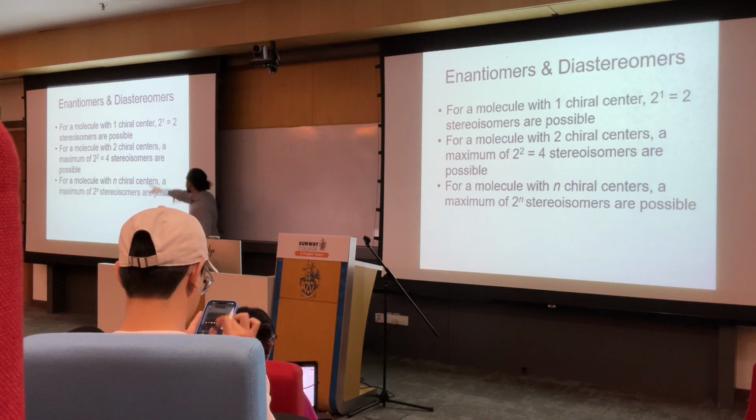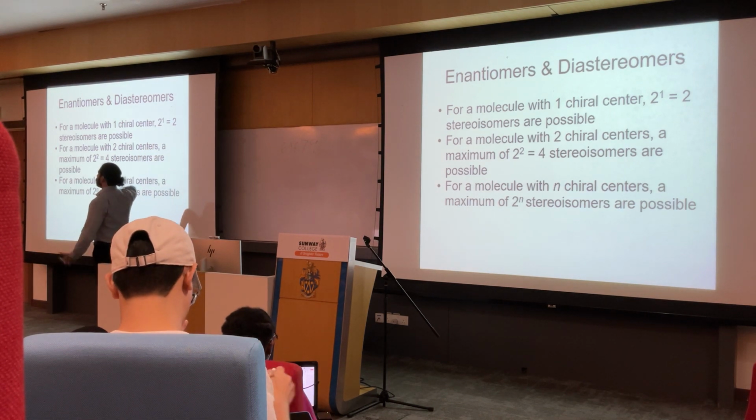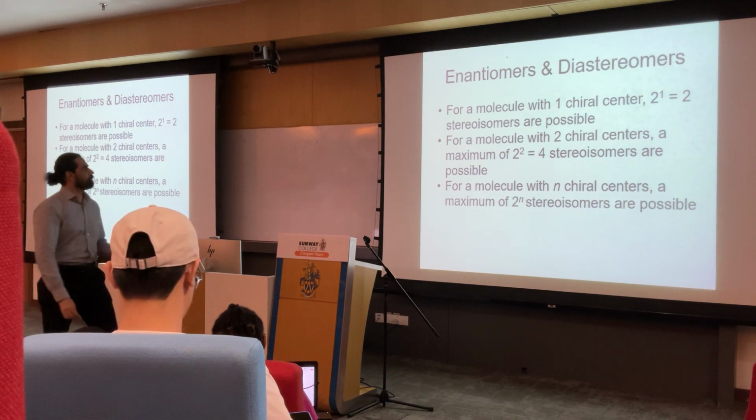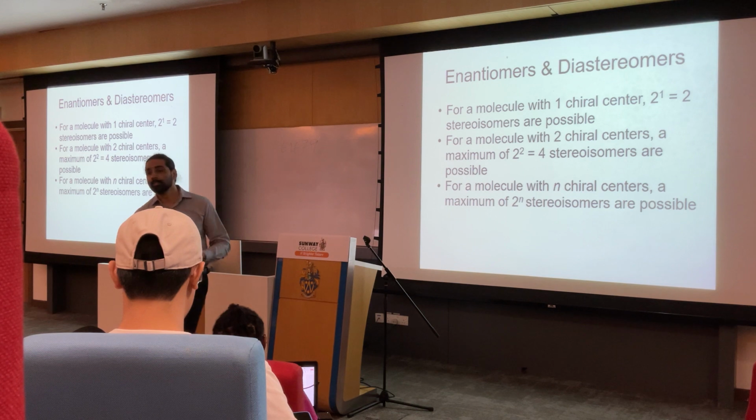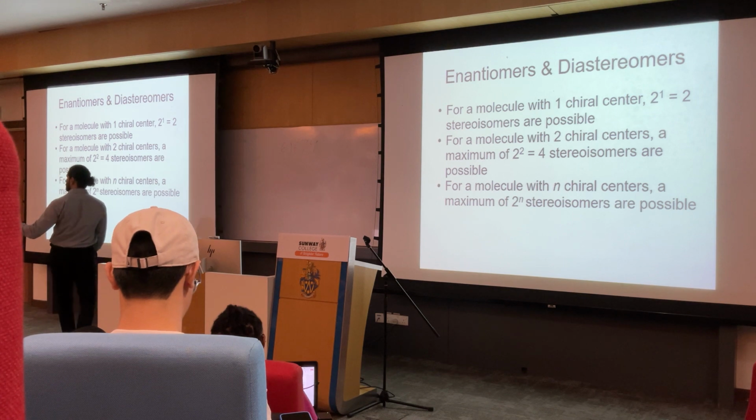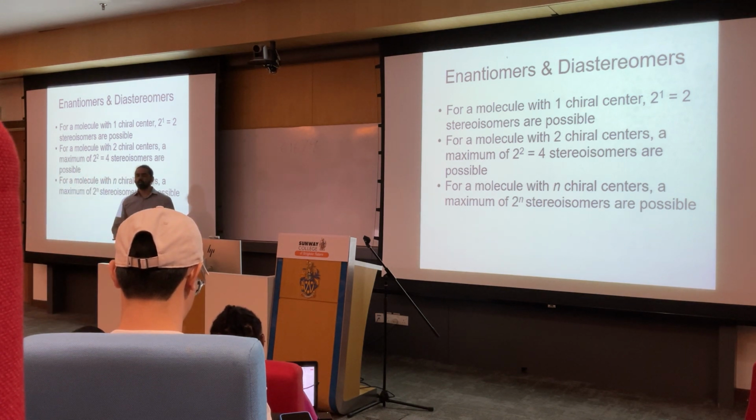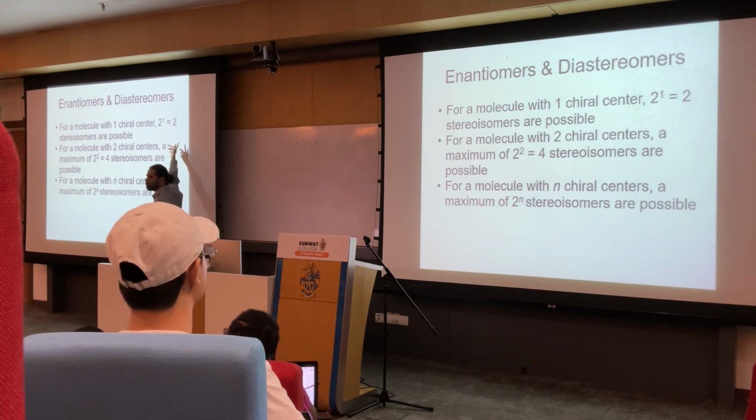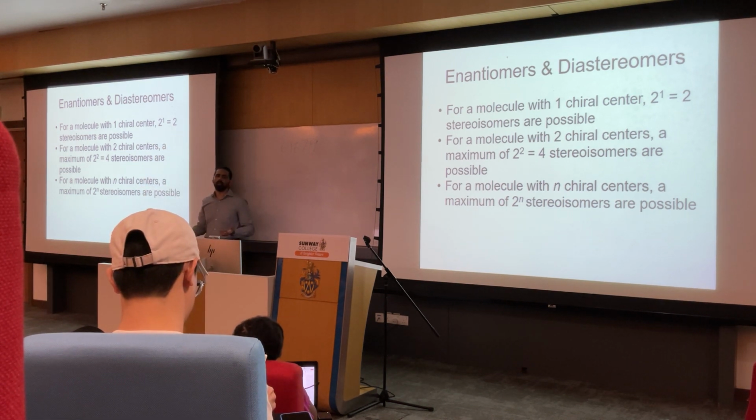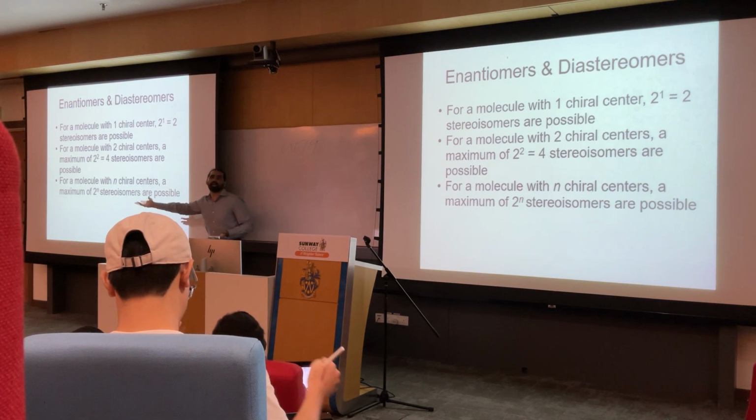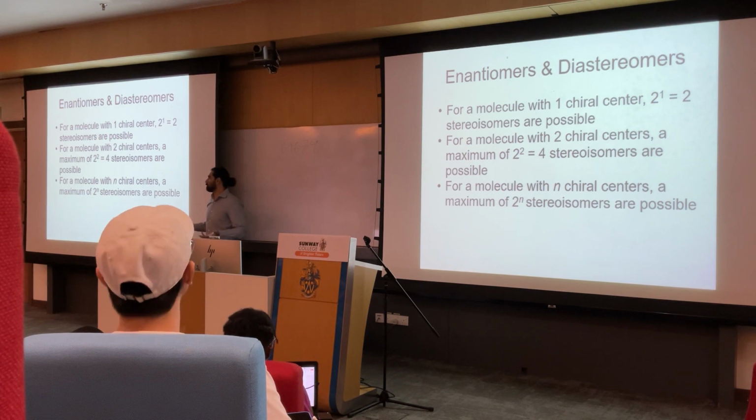Right, so another equation which tells us, for any given molecule, how many stereoisomers are possible. That equation is 2 to the power n, where n is the number of chiral centers present in that molecule. Imagine if a molecule has 1 chiral center, then you will put 2 to the power 1. That would mean that only 2 stereoisomers are possible for that molecule. And those will be enantiomers to each other. Right? One would be R, other would be S.